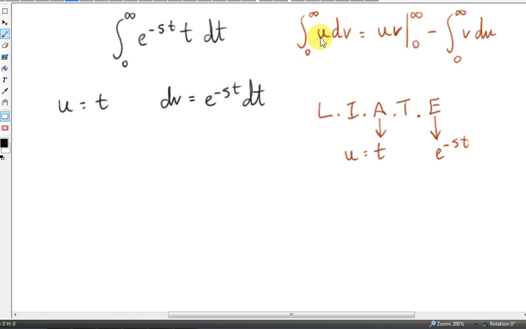Now the left hand side looks like the integral of u dv, where u is t and dv is e to the minus st times dt. If we multiply t by this, we get this here. So by integration by parts, we have to get v and we have to get du. To get du, we need to differentiate this function. Well, du/dt is just 1, so du is just equal to dt. To go from dv to v, we integrate. So we differentiate here and integrate here.